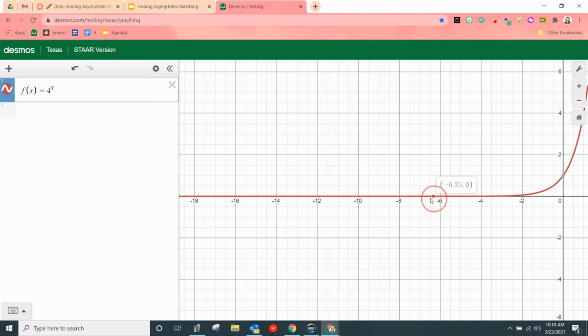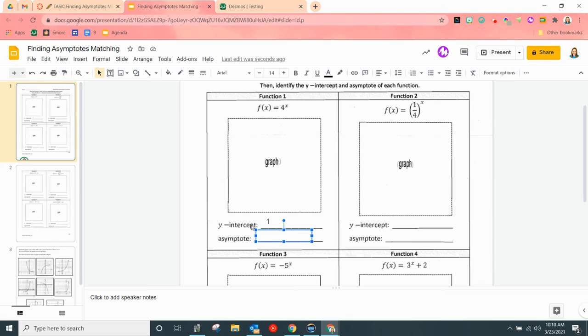See how it's getting super, super close? And actually, it's not equal to 0, but it's getting really, really close to it. You can see there that the y value is 0. That's your asymptote. That's where it's approaching. It's getting really close to. So you're always going to put a y equals.